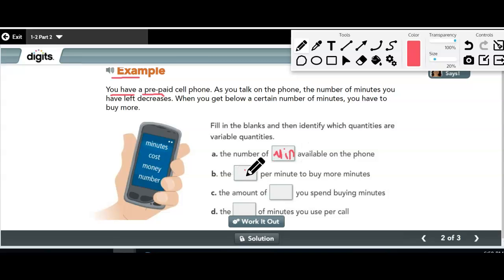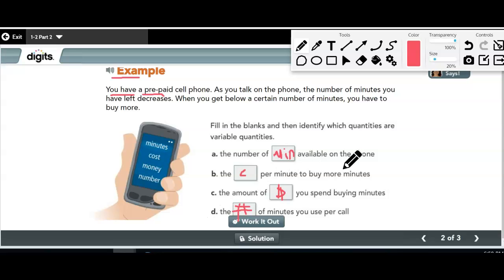B, the cost per minute to buy more minutes. C, the amount of money that you spend buying minutes, and D, the number of minutes you use per call. So I know most of you think of this as a hashtag, but it can also be used as number. Okay. They go in order. Minutes goes to A, cost goes to B, money goes to C, and number goes to D.